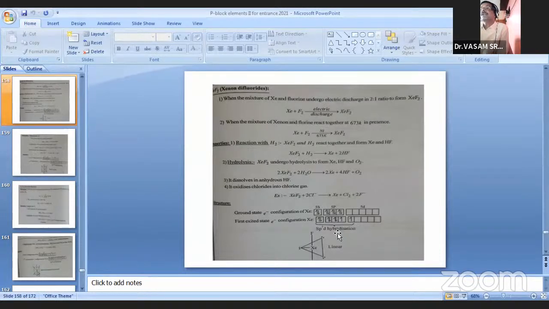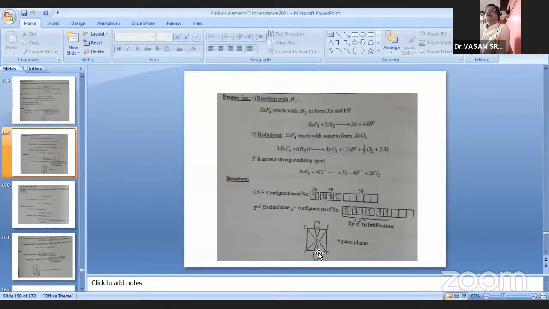You come to XeF2. This is XeF2, and around xenon there are 3 lone pairs and 2 sigma bonds, so 3 plus 2 is 5. 5 means sp3d. So sp3d, standard geometry trigonal bipyramidal, but this molecule having 3 lone pairs, that's why the geometry is linear.